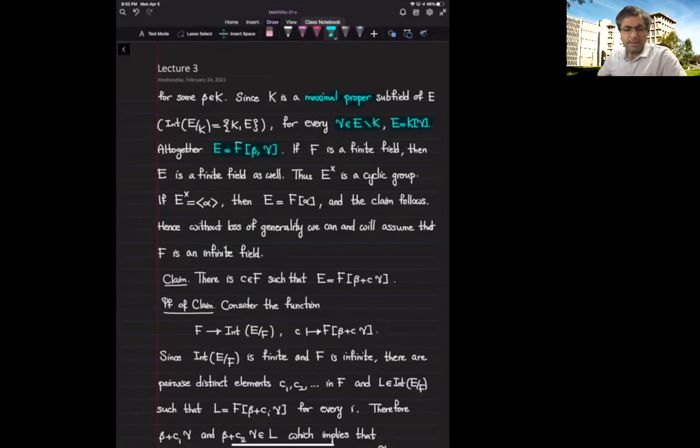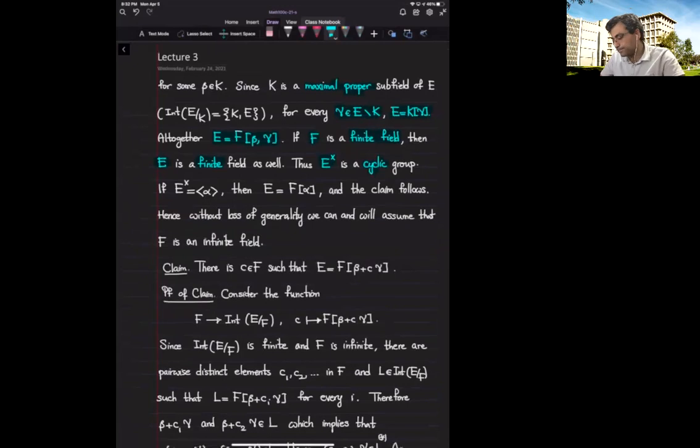Let's start with assuming that F is a finite field. In that case, actually, there is not much to discuss. Let's see why this is the case. If F is a finite field, because E over F is a finite extension, E is also a finite field. And therefore, the multiplicative group of E, which is all the elements of E minus 0, is a cyclic group. This is what we have proved before. So the multiplicative group of every finite field is a cyclic group.